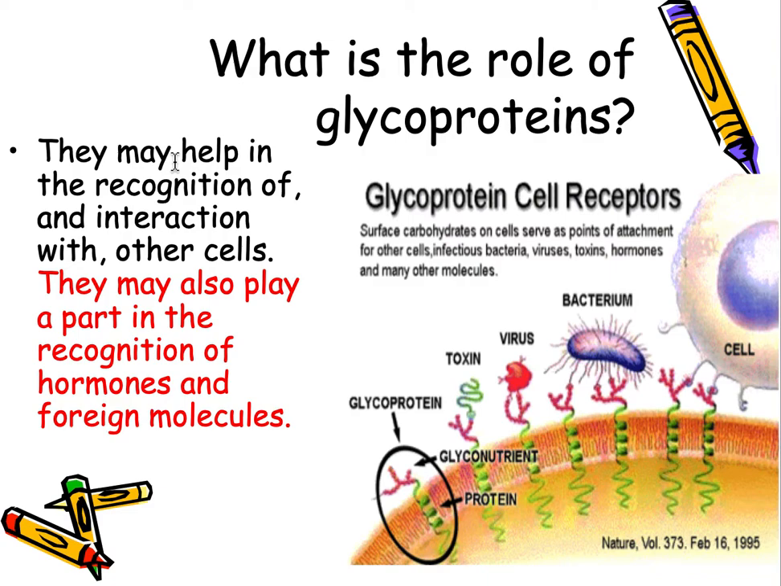Alright, so what is the role of glycoprotein? They may help in the recognition of and interaction with other cells. They may also play a part in recognition of hormones and foreign molecules. As I said earlier on, these are functional units of a cell membrane. Glycoproteins actually receive and disperse messages from and to the cell.